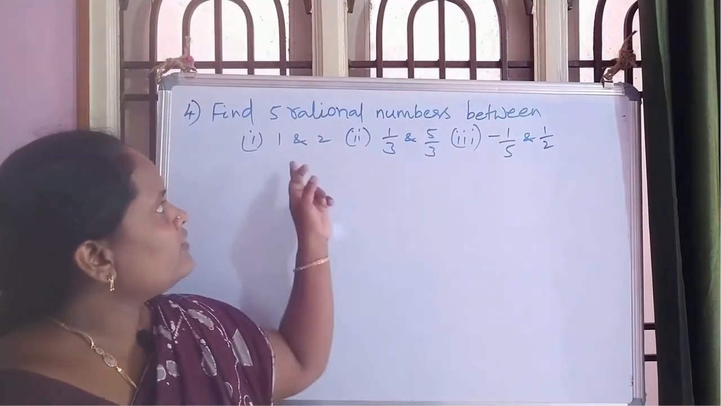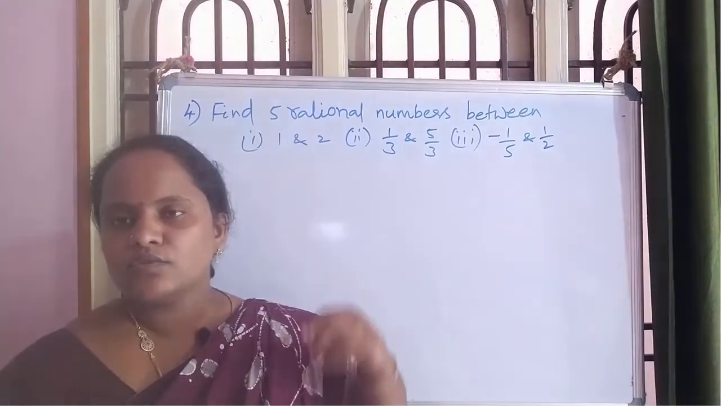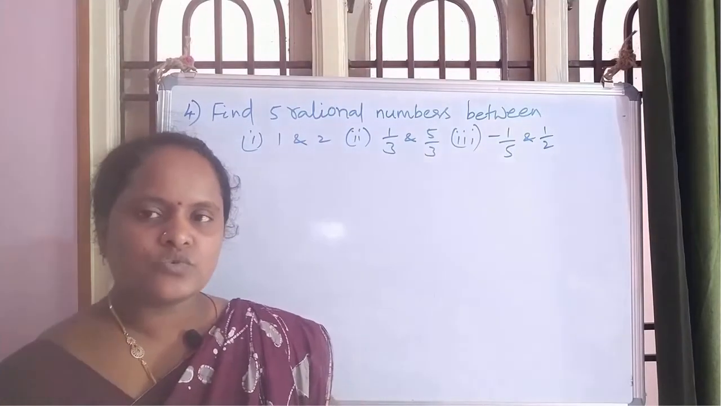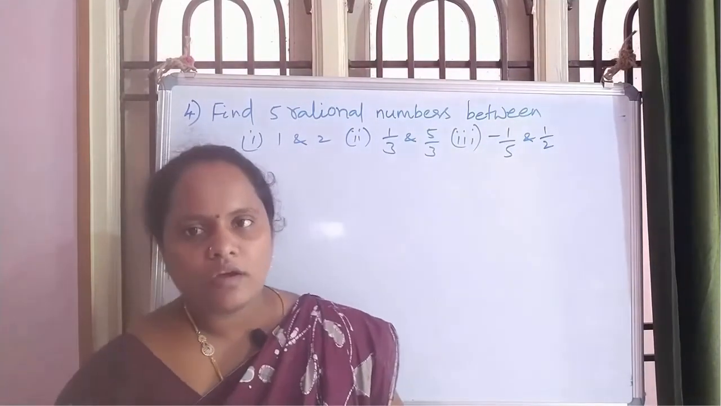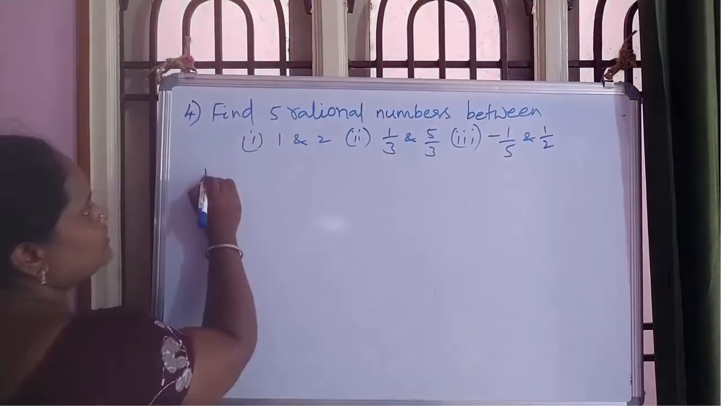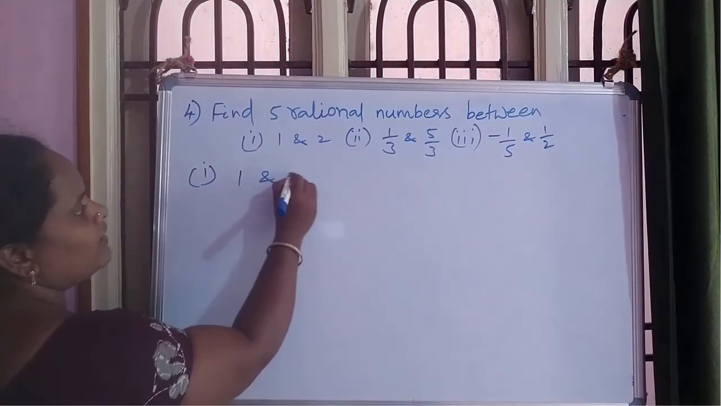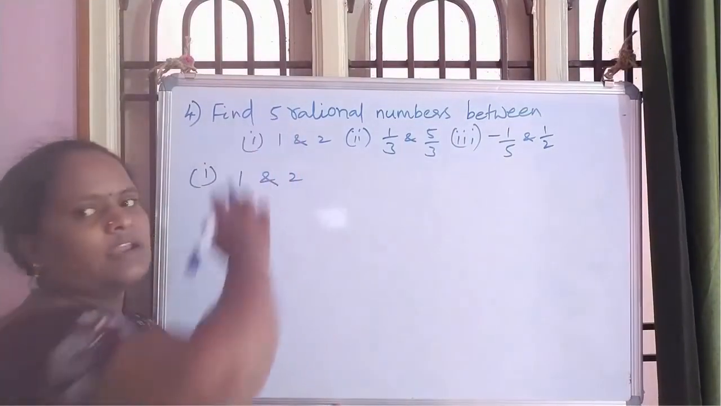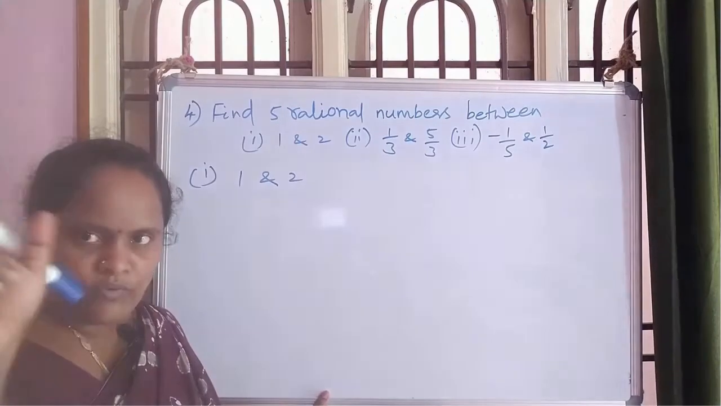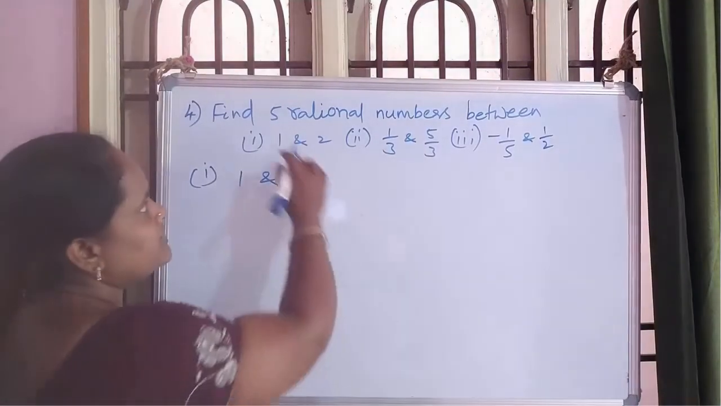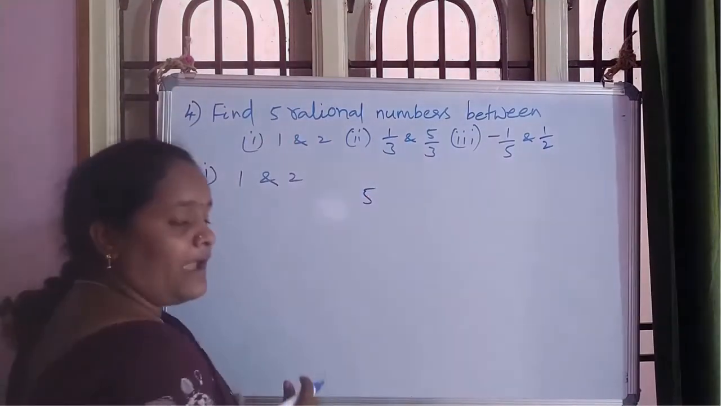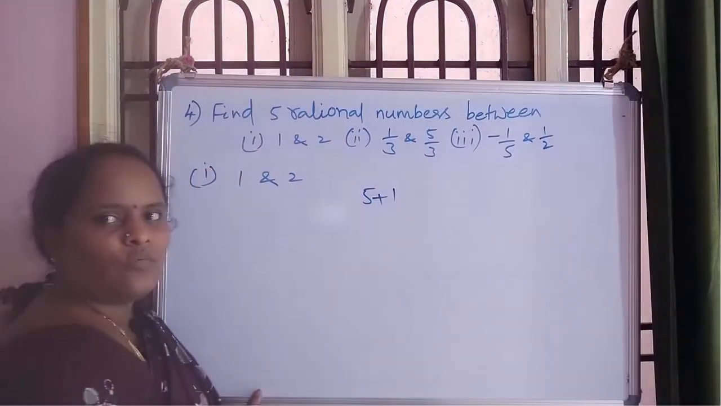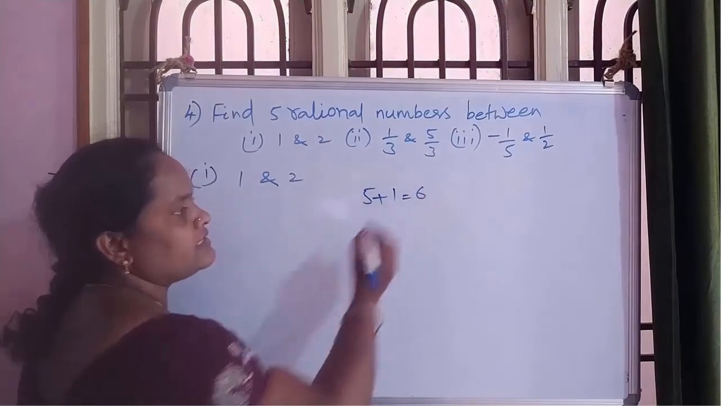So here if you observe, I have not asked to find 5 rational numbers by the mean method. So let us do this with a small logic and in an easy way. First I am taking 1 and 2. In between 1 and 2, I need to find 5 rational numbers. How many rational numbers? 5. So I am using this logic: if 5 are asked, I add 1 to 5, and I get 6.